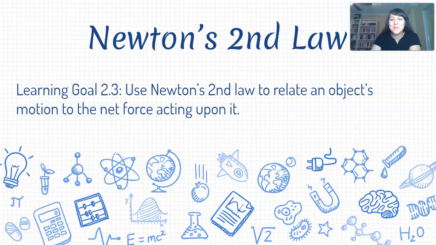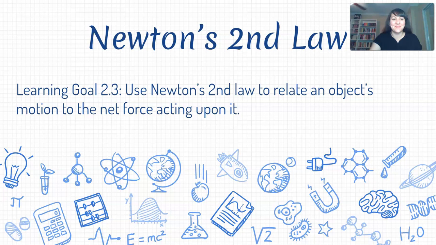Hey folks, welcome to our final lesson in our unit on forces and momentum. In this lesson, we're going to be talking about Newton's second law of motion, which really is going to allow us to build on everything we've talked about so far and make that final connection between if there is a non-zero, unbalanced net force acting on an object, how will that affect its motion?